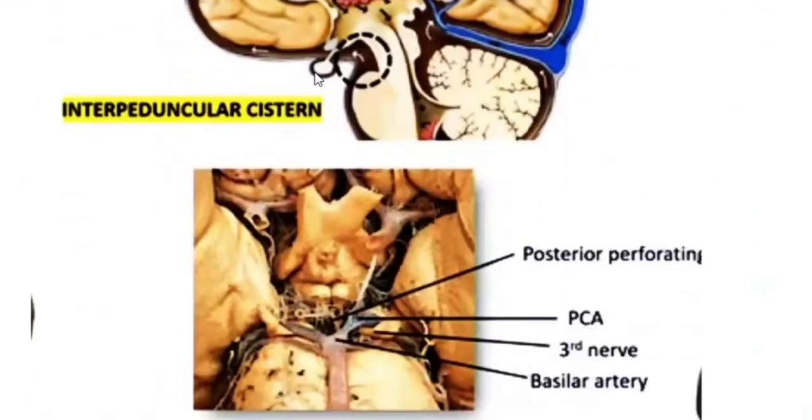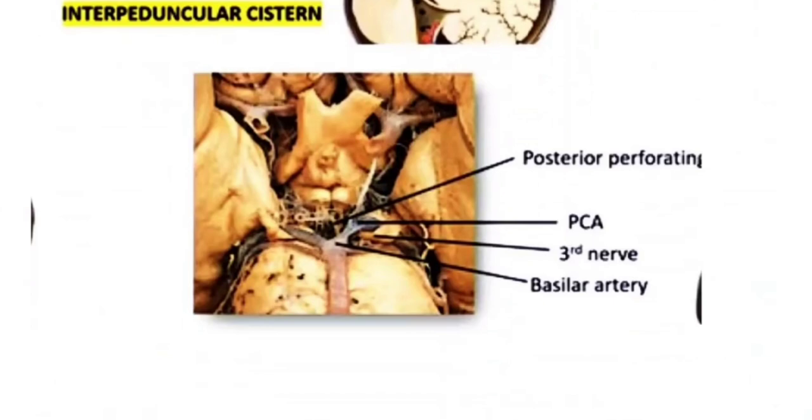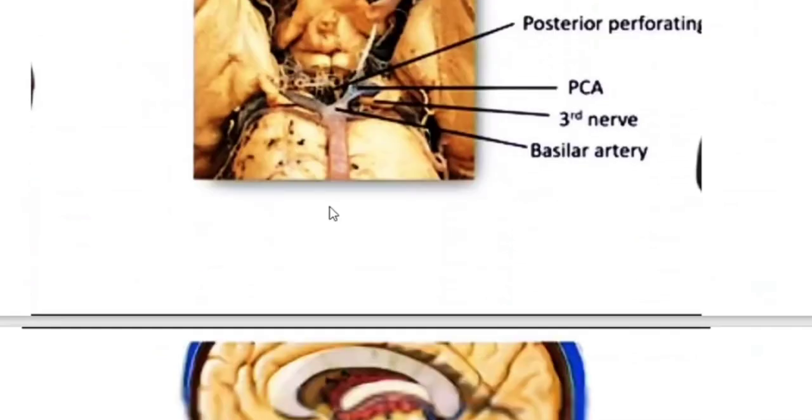So this is the interpeduncular system in front of the midbrain. This is the basilar artery. The basilar artery gives two branches, the two posterior cerebral arteries. Along with the PCA, there is the third nerve, and these are the posterior perforated substances. Okay, you understood now? Yes, ma'am.